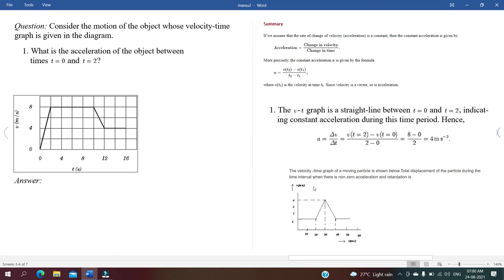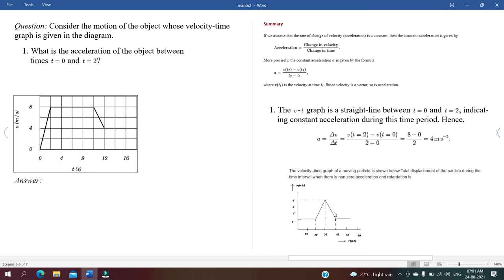Now another question. It is the velocity time graph of a moving particle. Find the total displacement of the particle during the time interval when there is non-zero acceleration and retardation. You can see that from this point to this point, the velocity time graph is a horizontal line parallel to the time axis, which means that velocity is uniform, slope is 0, so acceleration is 0. Here from this point to this point acceleration is non-zero, and from this point to this point there is retardation which is non-zero, and again from this point to this point acceleration is 0.